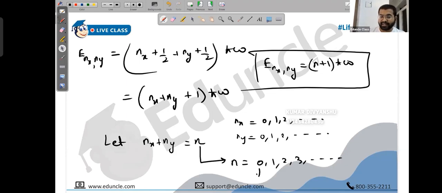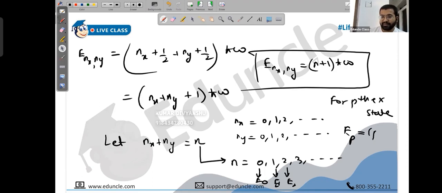So the ground state will remain E0, the first excited will remain E1, the second excited will remain E2. So you can also say for the pth excited state, the value of Ep would be just p plus 1 times h squared omega. And what is the ground state value, by the way? For the ground state, both nx and ny are 0.